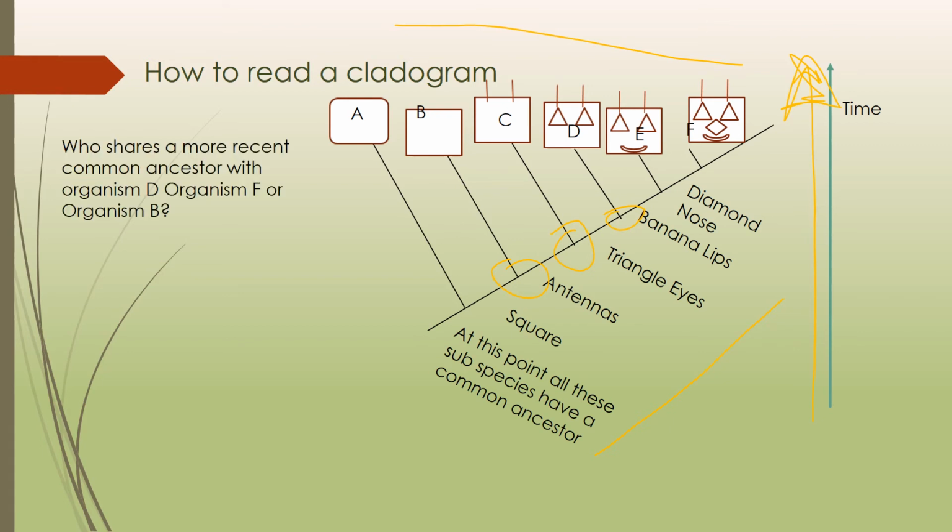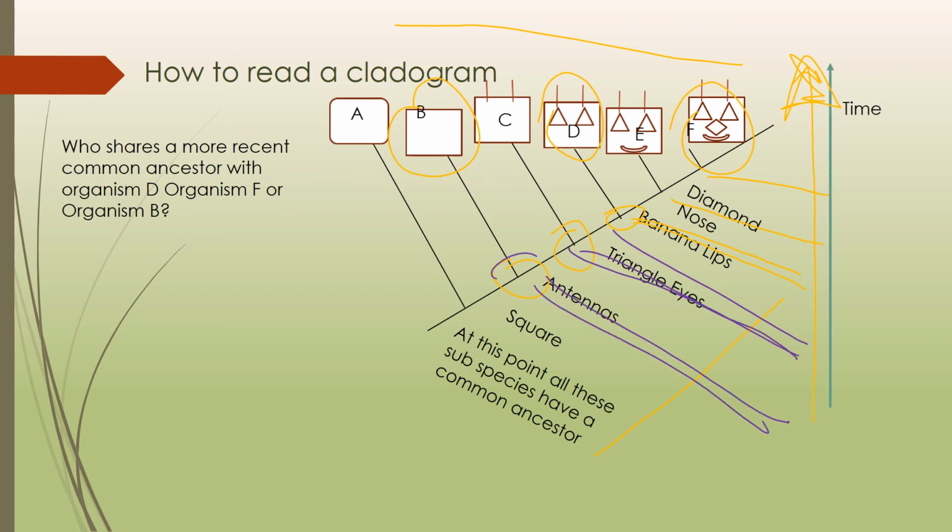So for example, if we were to look at this and ask, who shares a more recent common ancestor with organism D, F or B? We will look at that same concept with time. So from F to D, this is the amount of time that changes have occurred. But if we look at the change from D to B, they share an older ancestor. So I am going to say that F has the most recent common ancestor with organism D.